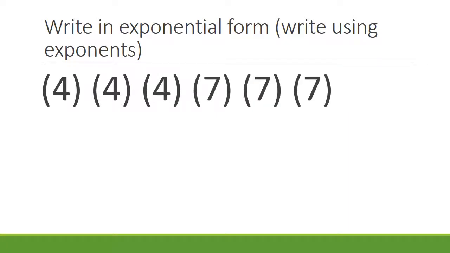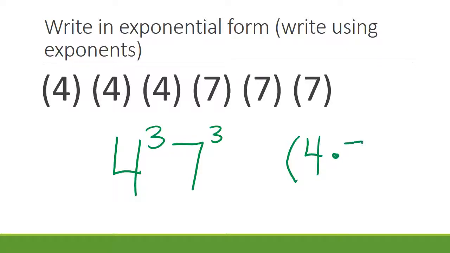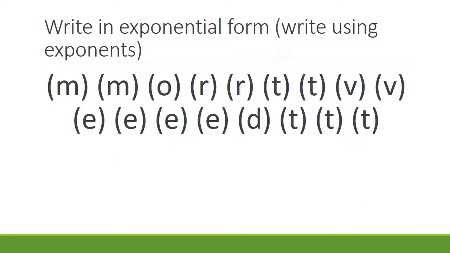Try this one out. All right, so here we have 4 to the third and 7 to the third. Just a little bit of expansion. We'll get into this later, but that can also be written as 4 times 7 to the third. But that's coming up, so don't worry about it yet. Try this one out.